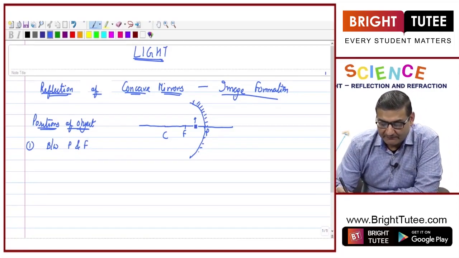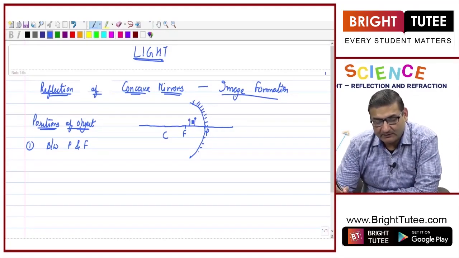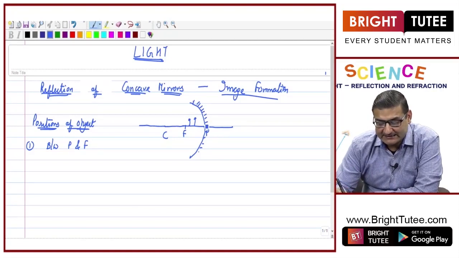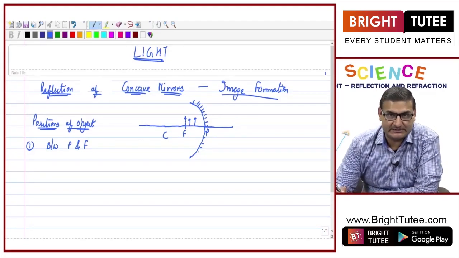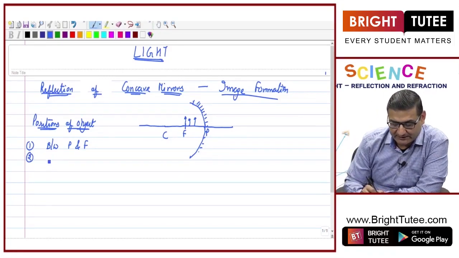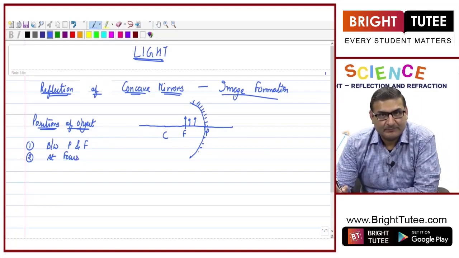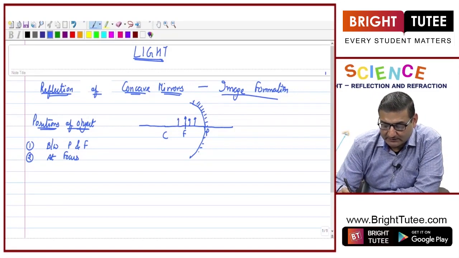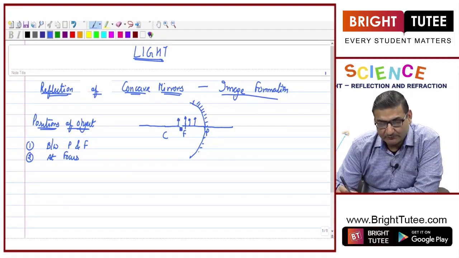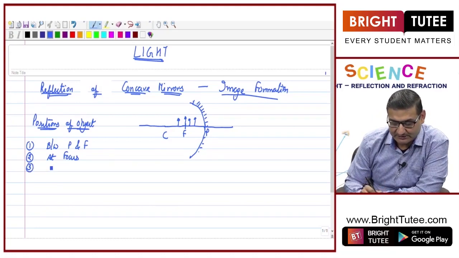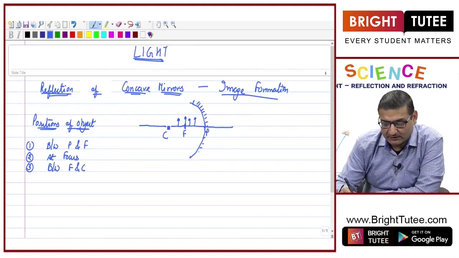If I take the object a bit back, then also if I have to describe the position, I will say that it is still lying between P and F. But if I place the object over here at this particular point, now the position changes. Now it is our second position that we are going to write and we will say that the object is placed at the focus. Fine. If I just move this particular object a bit farther, now the position once again changes and it becomes our third position, that the object is lying between F and C.